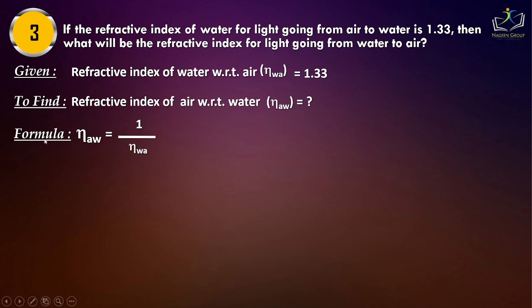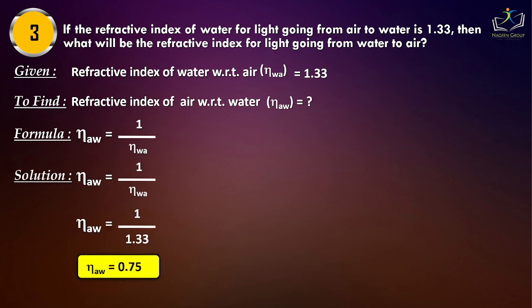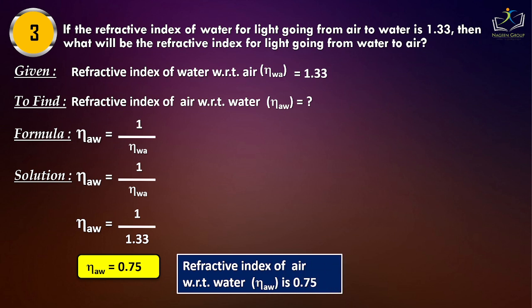We always take the formula: n of AW equals 1 by the refractive index of water with respect to air. So here, 1 by 1.33 is equal to 0.75. So here what you observe is that the refractive index of air with respect to water is 0.75.